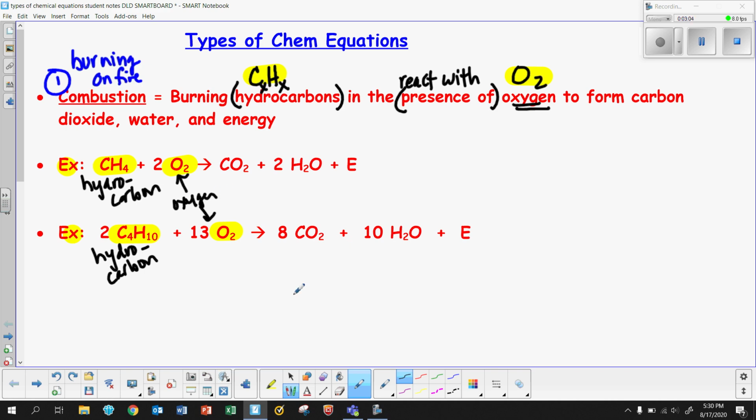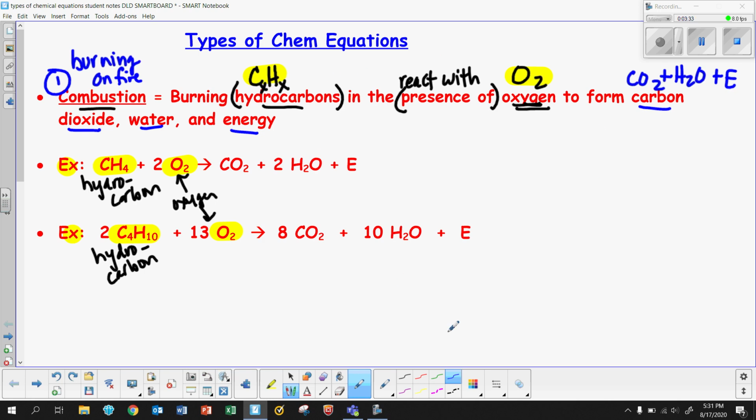Now, the interesting thing is anytime this hydrocarbon reacts with oxygen during combustion, the same compounds are made every time. Carbon dioxide, which we know as CO2, water, which we know as H2O, and we know that when something burns, there's heat and light made. You see light and you feel heat when you have a fire. That's the energy here.